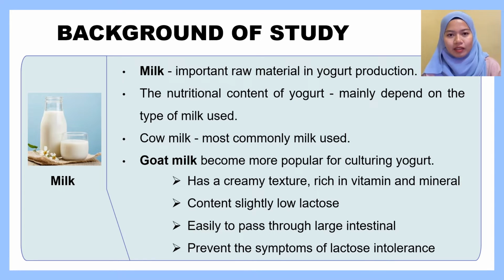This is the background of my study. First is milk. Milk is an important raw material in yogurt production. The nutritional content of the yogurt mainly depends on the type of milk used. Cow milk is the most commonly used in yogurt production. Now, goat milk has become more popular for cultured yogurt due to its nutritional function. Goat milk has a creamy texture and is rich in vitamins and minerals. It also contains slightly lower lactose compared to cow milk, so that it will pass more easily through the large intestine and it can prevent the symptoms of lactose intolerance.